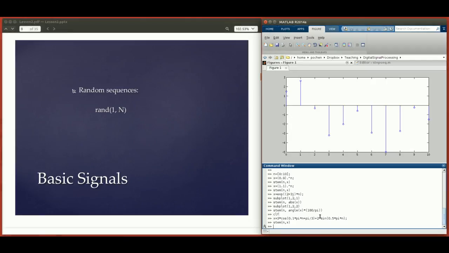Matlab has a command called rand, which takes two inputs: the row number and the column number. Suppose I want 10.